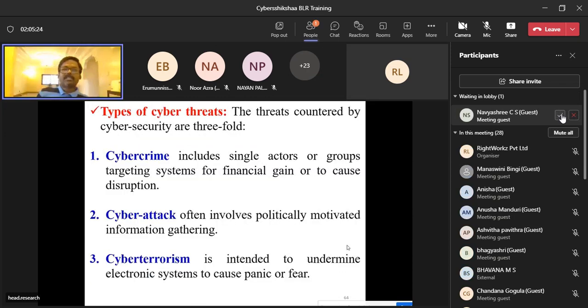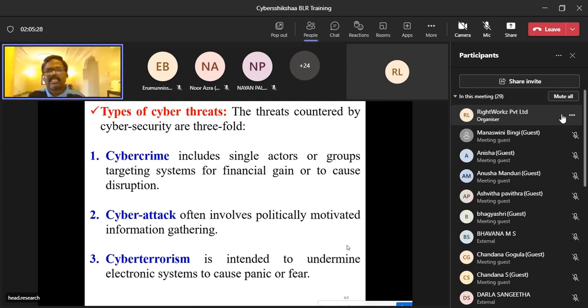There are three types of cyber security threats. The threats countered by cyber security are cyber crime, which includes single actors or groups targeting systems for financial gain or to cause destruction. Cyber attack often involves politically motivated information gathering. That is called cyber attack. Cyber terrorism is intended to undermine electronic systems to cause panic or fear.